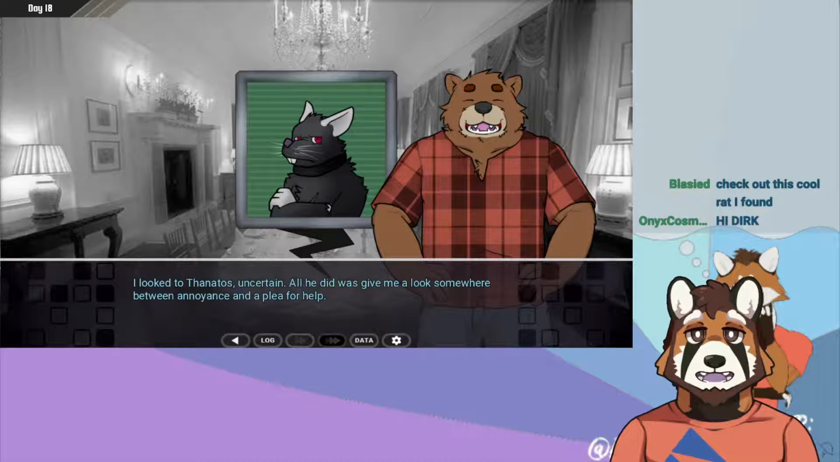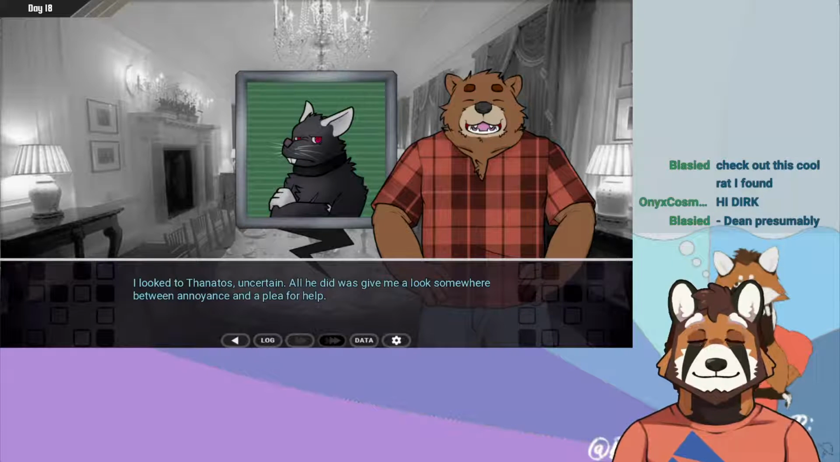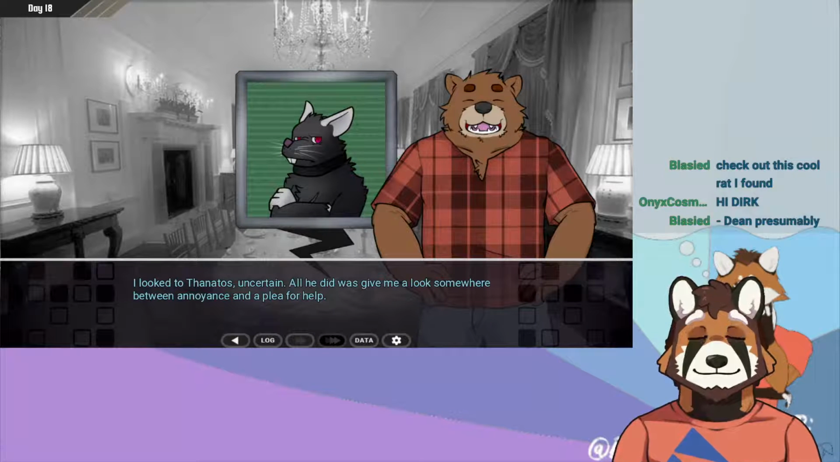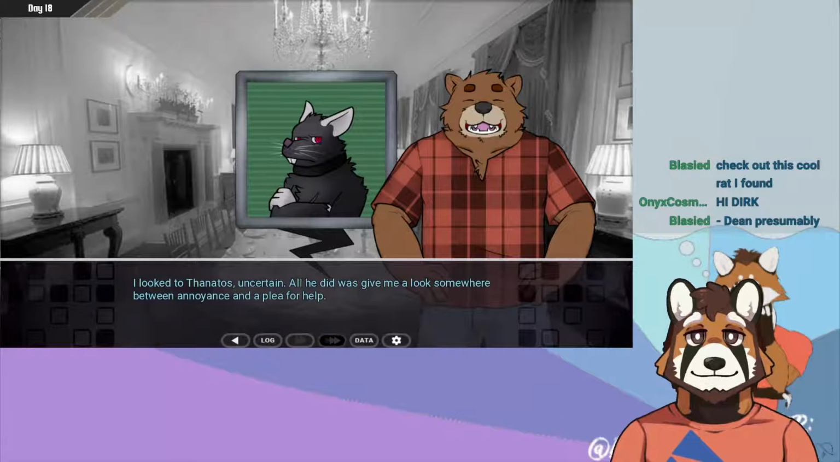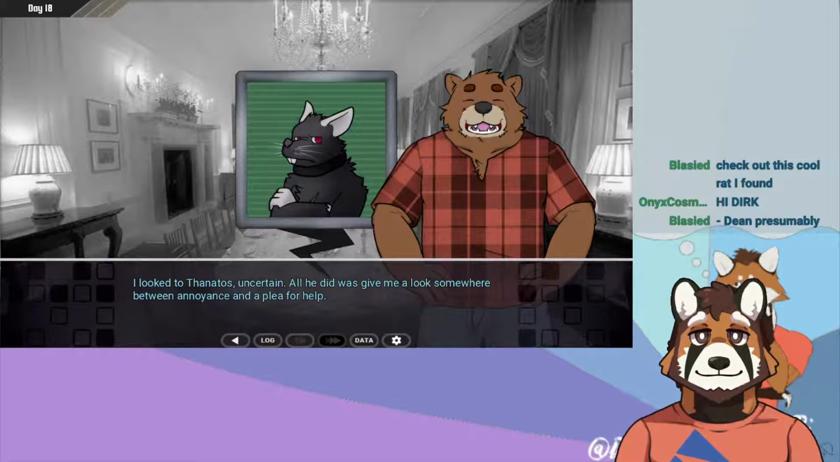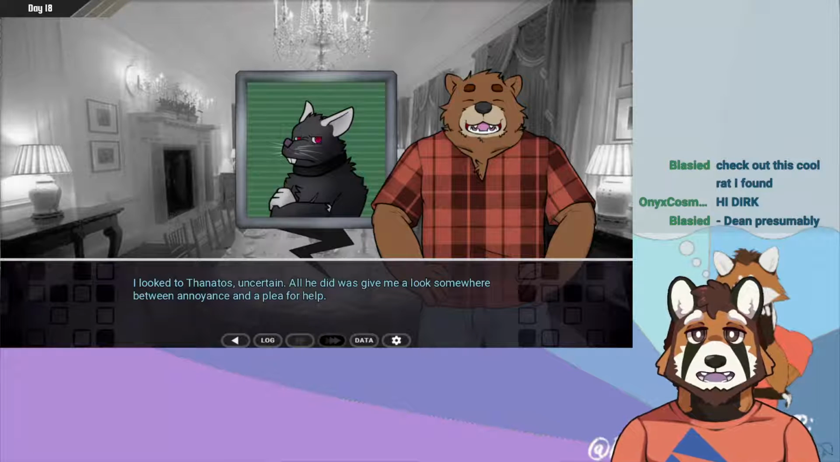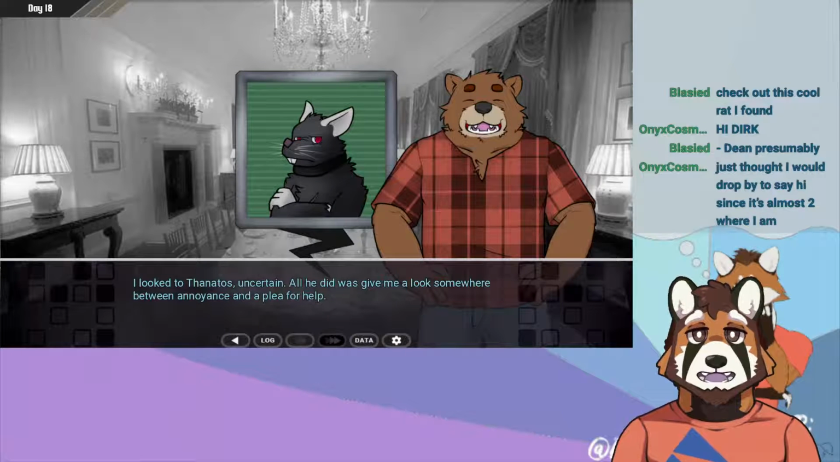Thanatos always has resting bitch face. Hey, check out this cool rat I found. Dean gives off check out this cool rat vibes. Orlando would be panicked. This would be Orlando. Orlando would be like, get that thing out of this kitchen. Roswell would be like, a rat. Sal, no reaction. I'm trying to think of what Haas would be, but I know for sure Tyson would be like, kill with fire. Oh my god, this is just too fun.